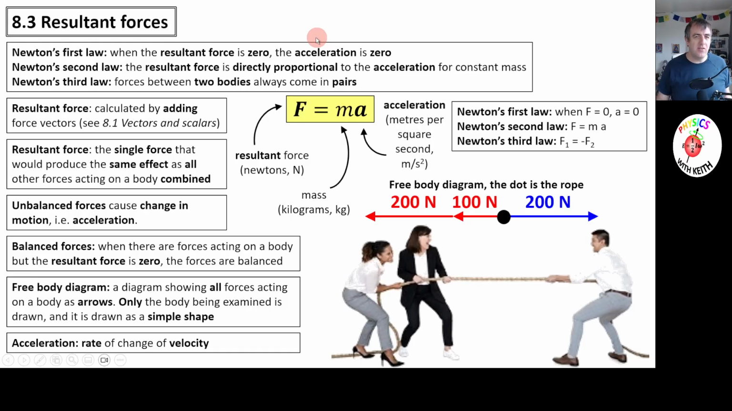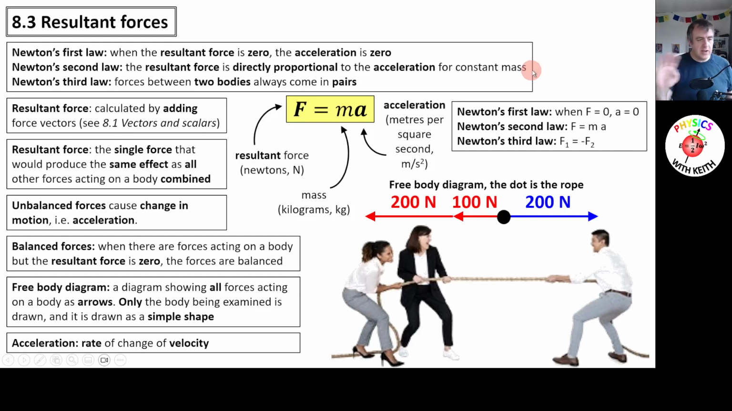Acceleration is a better way of describing our change in motion at this stage. When we introduce momentum a bit later, we might find a different way of describing motion, but for now, this is fine. Acceleration is the rate of change of velocity. So when our acceleration is zero, this is because the resultant force is zero. So the velocity isn't changing, and that's one way of saying the motion isn't changing. That's Newton's first law. But when the resultant force is non-zero, then the resultant force is directly proportional to the acceleration when the mass is constant.